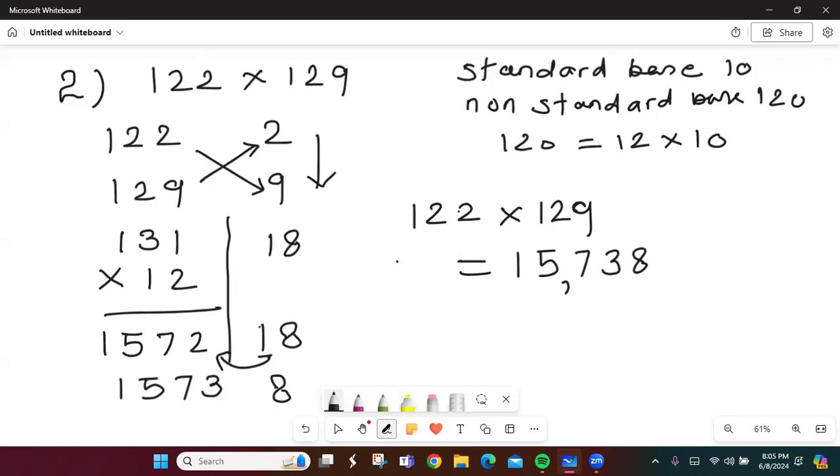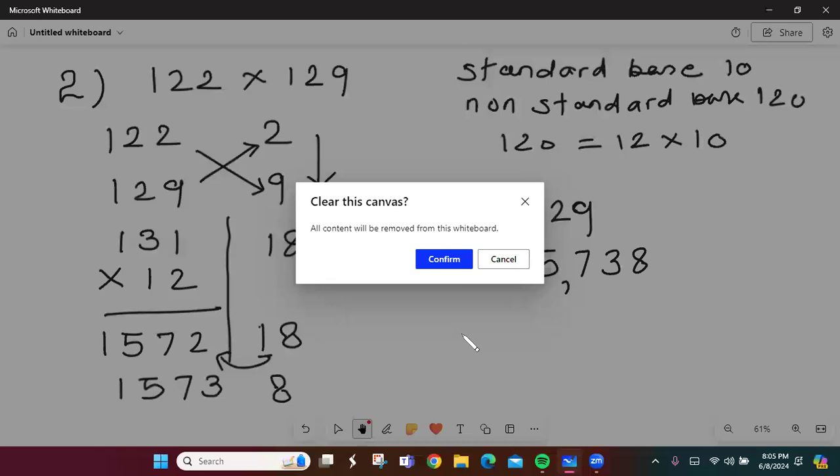15,738. So the method is almost similar to the standard base method, but here only after cross adding, whatever number you are getting in the left partition, you have to change it to the base 10 number by multiplying the number of times the non-standard base is to standard base. So let us take one bit difficult example here.